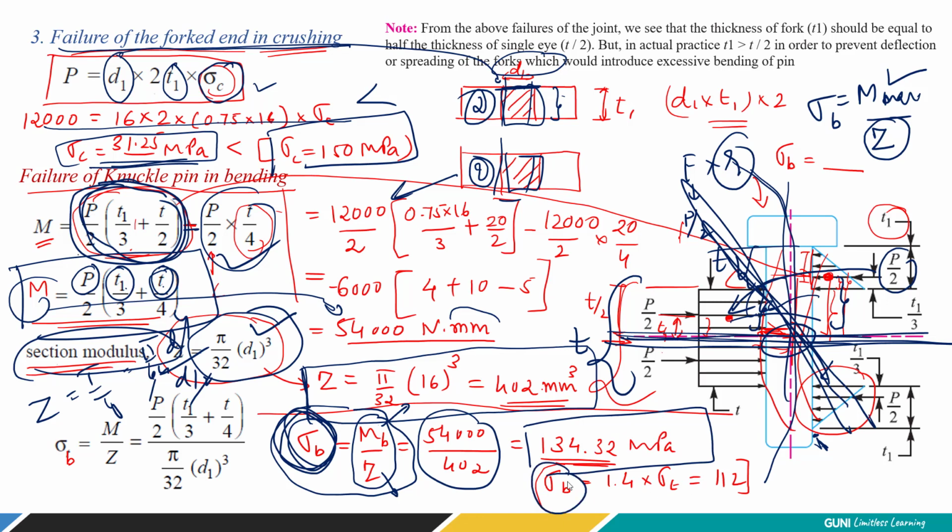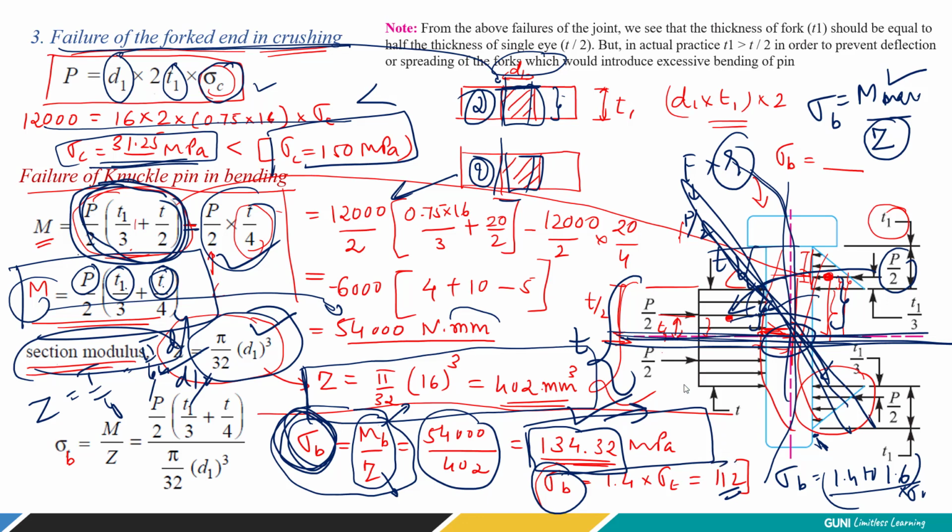So generally the safe bending stress is taken as 1.4 to 1.6. I repeat, 1.4 to 1.6 times the tensile stress. Okay. So here it comes out to be 112. Now the induced bending stress is much higher. So here the knuckle pin for the given dimension is failing in bending stress, right? Bending stress कितनी आ रही? ज़्यादा आ रही है, permissible value से ज़्यादा आ रही है.